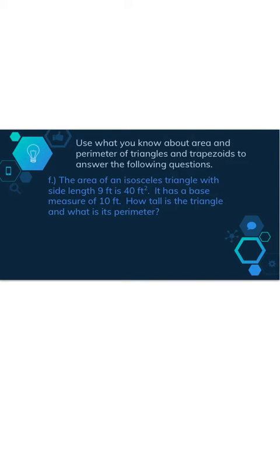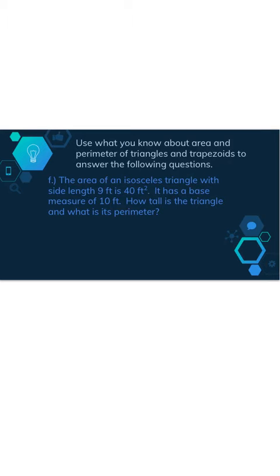Use what you know about area and perimeter of triangles and trapezoids to answer the following question. F, the area of an isosceles triangle with side length 9 feet is 40 feet squared. It has a base measure of 10 feet. How tall is the triangle, and what is its perimeter?